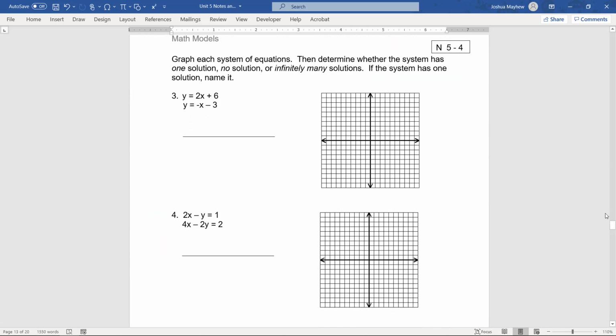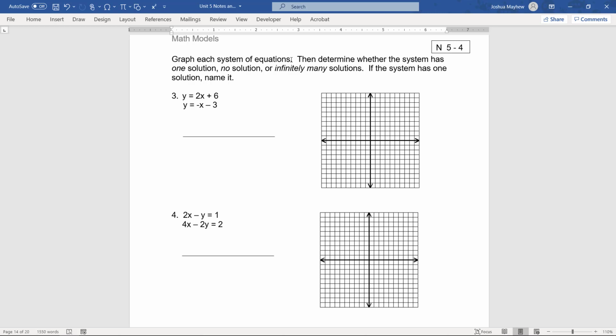The second page says graph each system of equations, then determine whether the system has one solution, no solution, or infinitely many solutions. If the system has one solution, name it. And then we do need to make sure to sketch our graph. So the first thing we need to do is graph each system of equations.